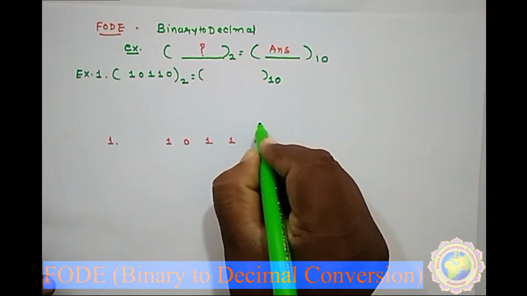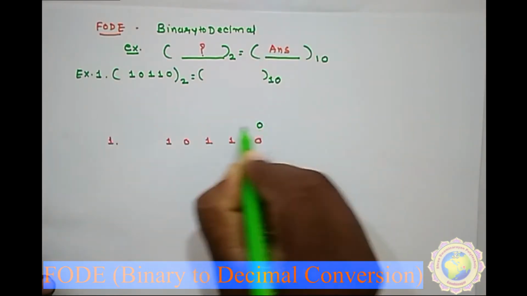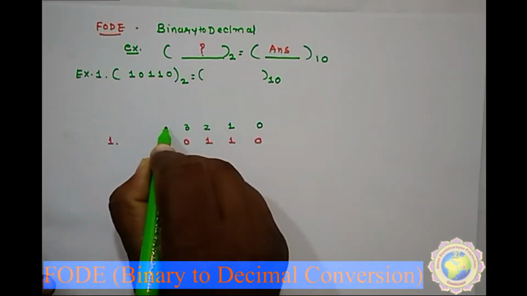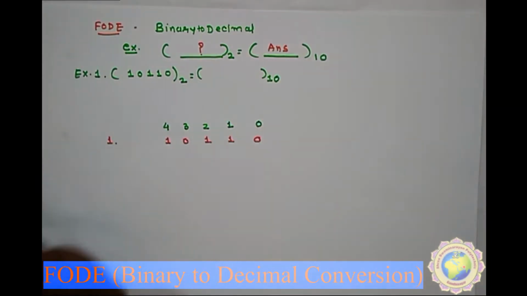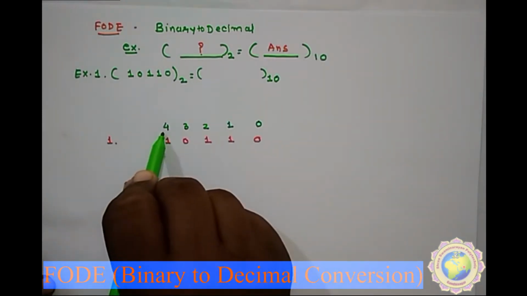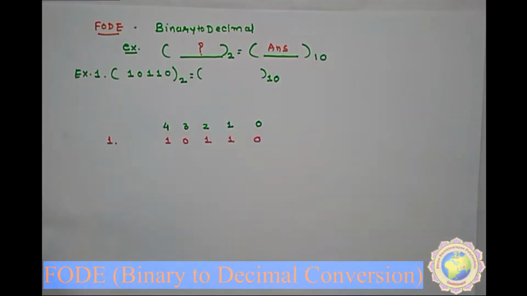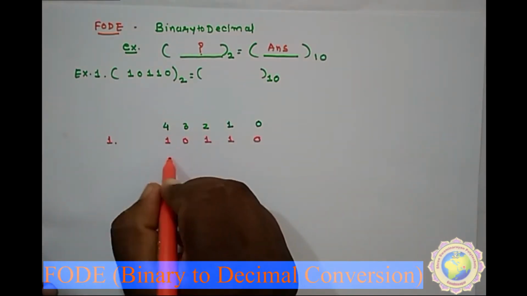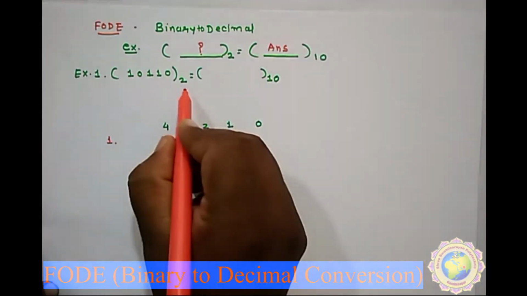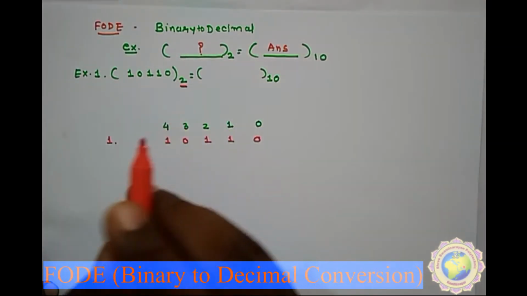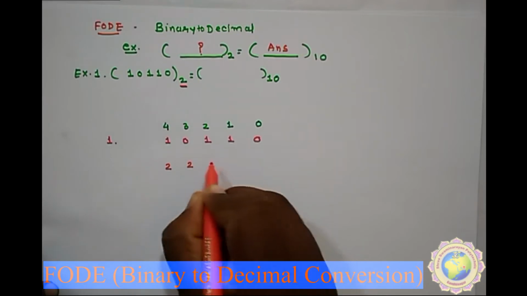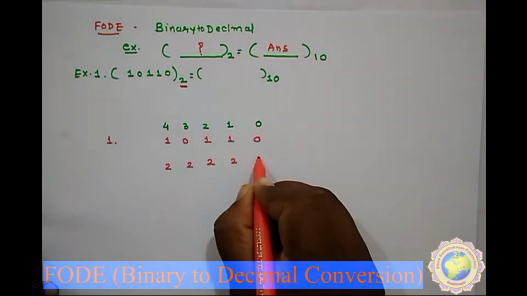So first write down here 0, 1, 2, 3 and 4. If there were more digits it would go on 5, 6, 7, 8, but here we have to write up to 4. Then exactly below each given digit put, since the number is given in binary, we have to put 2. So put here 2, 2, 2, 2 and 2.